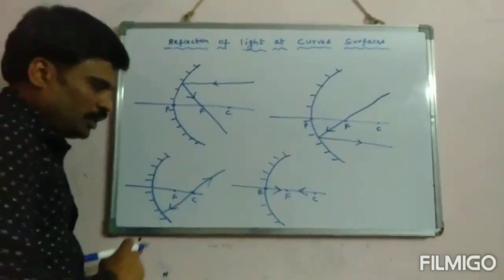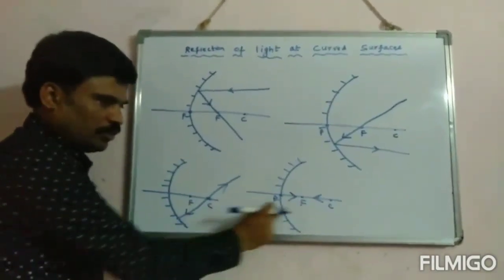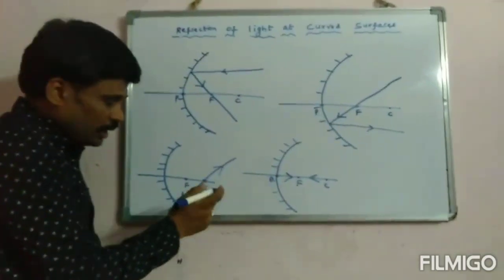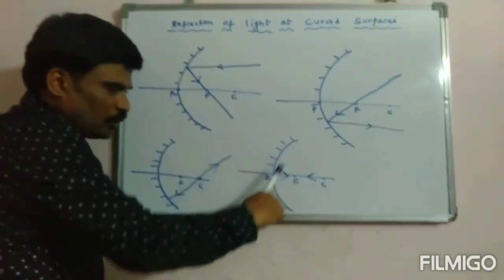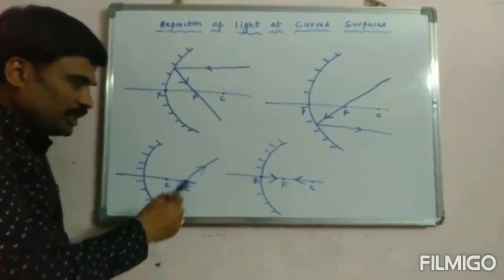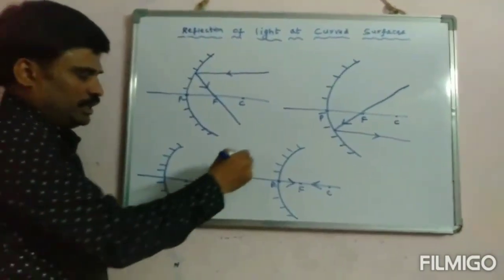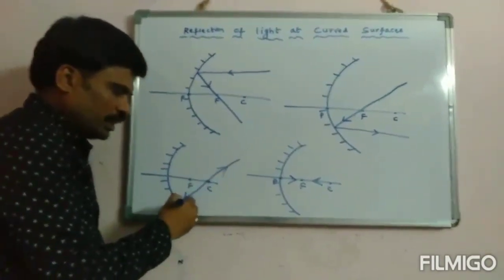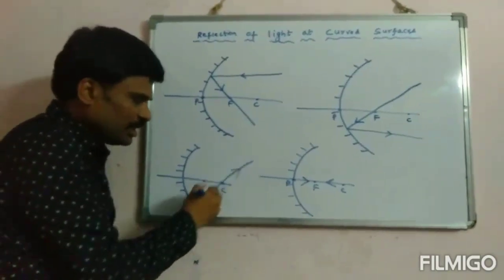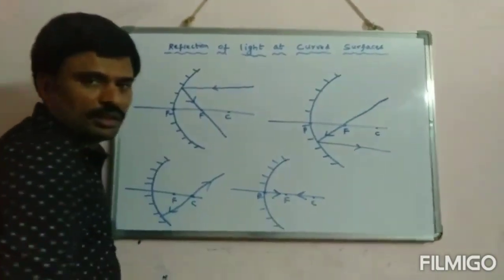Here you can observe in both these cases, in the third and fourth cases, the reflected rays are bounced back in the same direction. That means the incident ray, the normal and the reflected ray are in the same line.